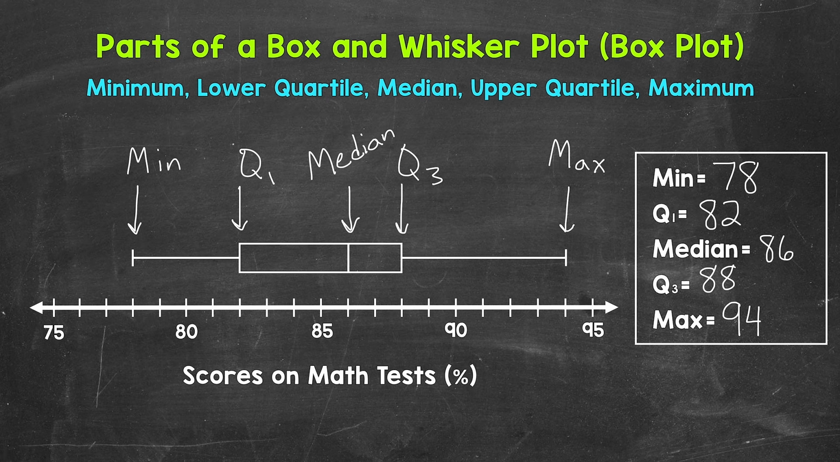So there you have it. There are the 5 parts of a box and whisker plot. We have the minimum and maximum, so the whiskers extend from the box to the minimum and maximum. And then we have the lower quartile and upper quartile, so the first quartile and third quartile. And then we have the median. So there is our second example. Let's move on to how to make a box and whisker plot.